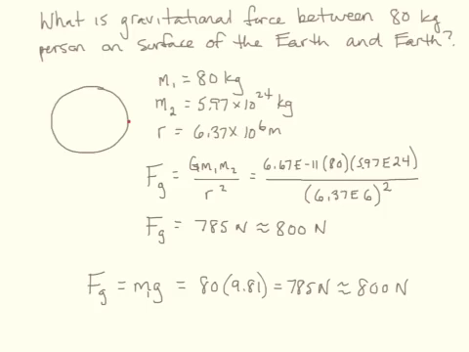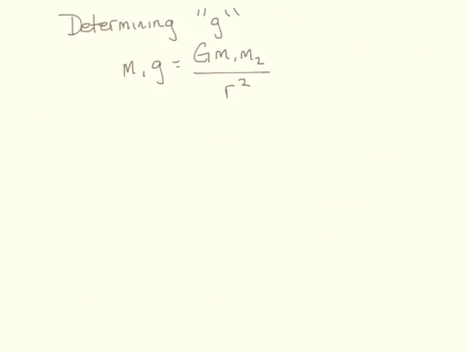But it does bring us to an important point. If we wanted to determine little g, the strength of the gravitational field or acceleration due to gravity on a planet, we can take our 2 equations for gravitational force and set them equal to each other. And what we'll see is that m1, the mass of the object, cancels out. And so we're left with the acceleration due to gravity is big G times the mass of the planet divided by the radius of the planet squared. So let's try that for the Earth.